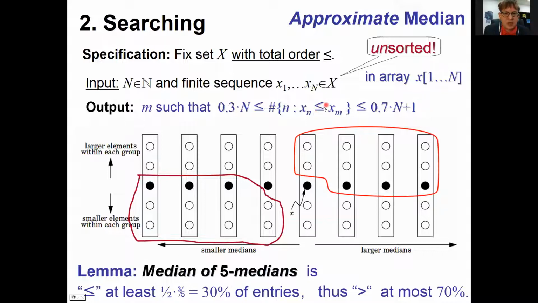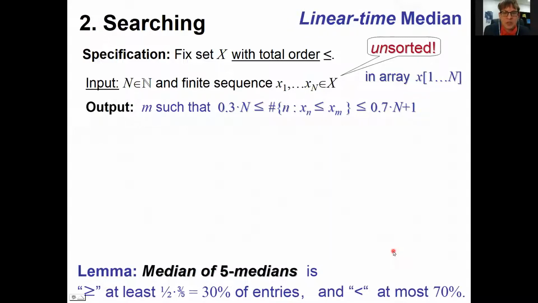How many elements are less or equal than the median? That's at least 30% and at most 70%, plus minus 1 because of integer rounding. And similarly for the other part, at least 30% are less or equal, and at least 30% are larger or equal, meaning at most 70% are strictly greater, and at most 70% are strictly less. That's our analysis of the median of 5 medians.